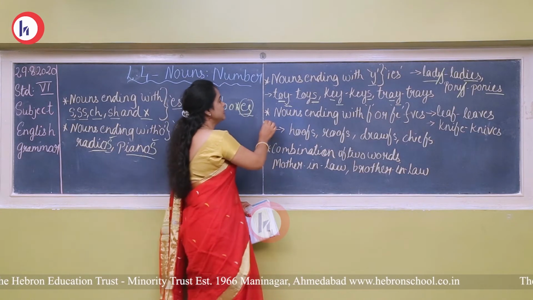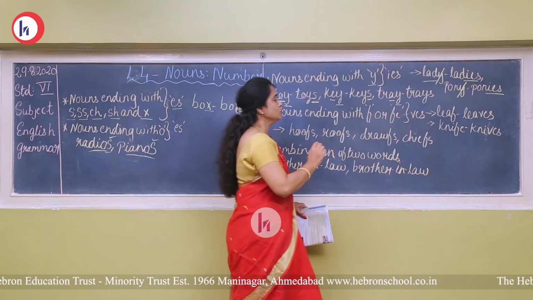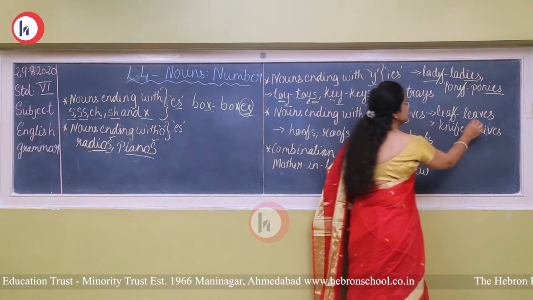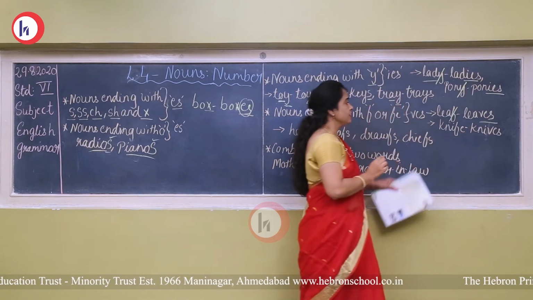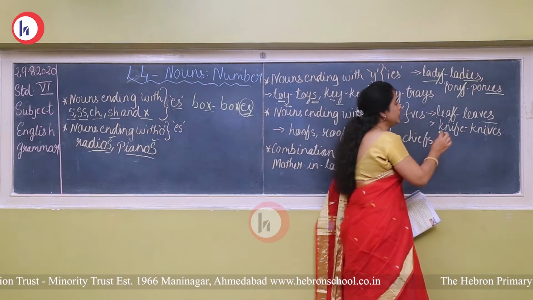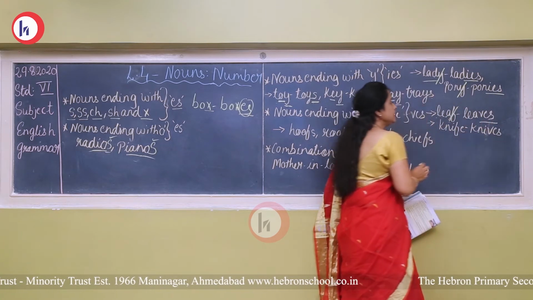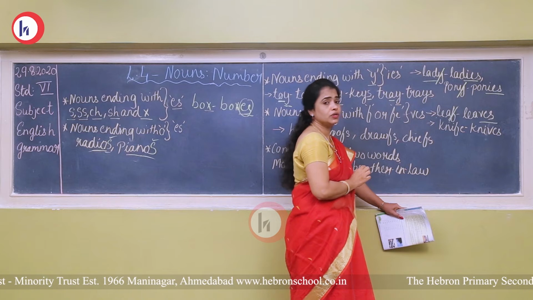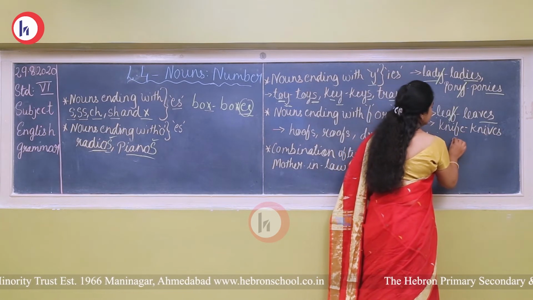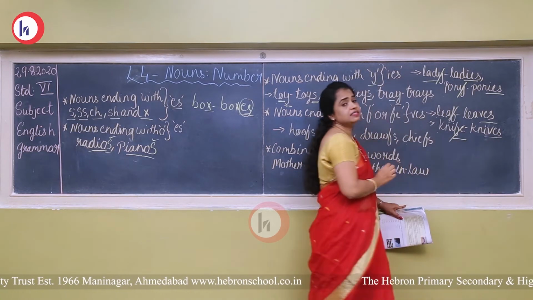Now, the next one is nouns ending with F or FE. Here also we will omit the last letter F and instead we will put VES. For example, I have written here leaf. What is the plural? We will not take this F, we will omit this F and instead write VES, leaves. The other one is knife. We will omit this FE and instead write IVES, knives.